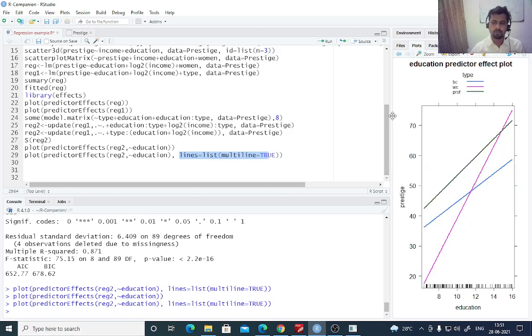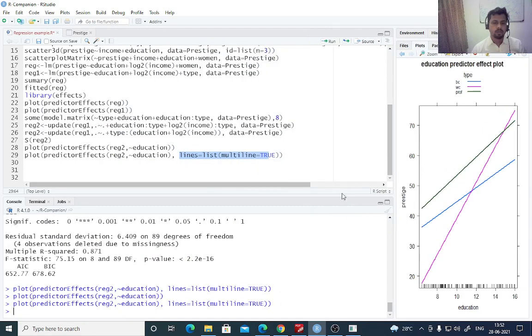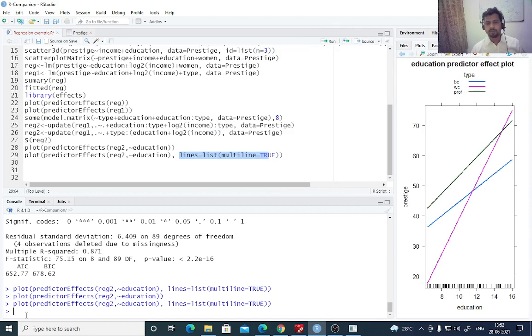Again, same thing, but in one particular graph that you get. So again, you can verify from here, the line for the white collar job is steepest with respect to education, and professional services and blue collar jobs are more or less parallel to each other. So we'll stop here. This is just one example of understanding the various nuances of multiple linear regression in R. You can easily perform all these exercises on any data that you have got.